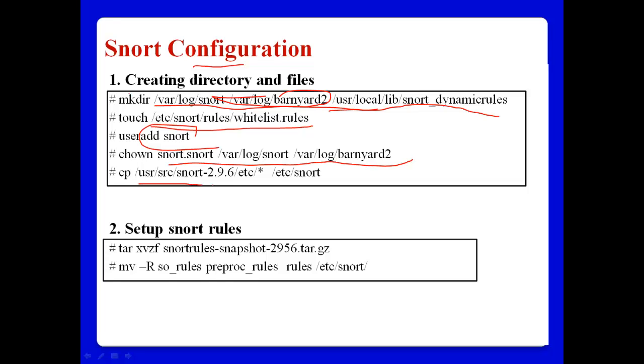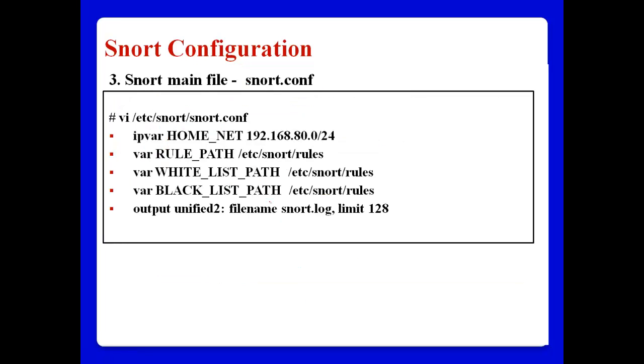And after that, we need to copy all these files from the source directory to /etc/snort. And for the Snort rules as well, we need to extract the Snort rules from the downloaded file. And after that, we need to copy or move these directories, the rules, the preprocessor rules, and the signature rules to /etc/snort.